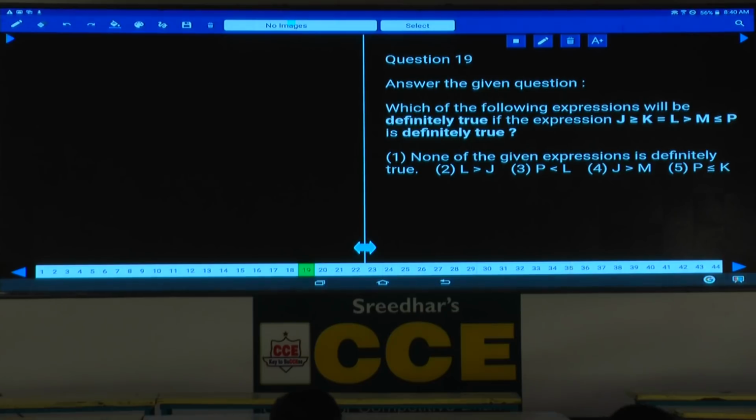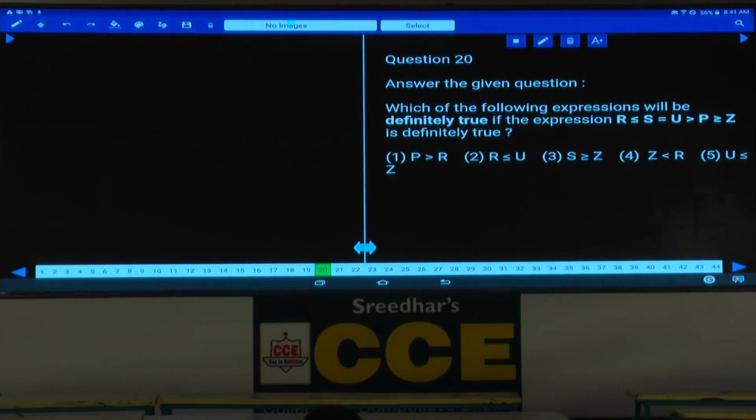Now, L greater than J, is it true or false? Between L and J, J is greater than or equal to L, which means L is lesser than or equal to J, but here L greater than J is false. Now, the relation between P and L: between L and P there are 2 opposite symbols, so there is no relation between these 2. And J and M: J is greater than M, definitely true. Then what is the answer here? For 19, it is choice 4.